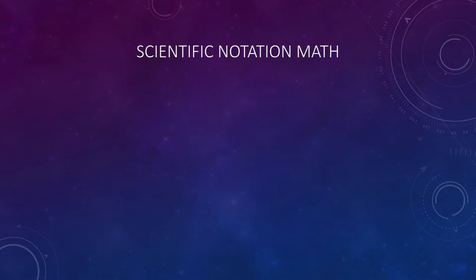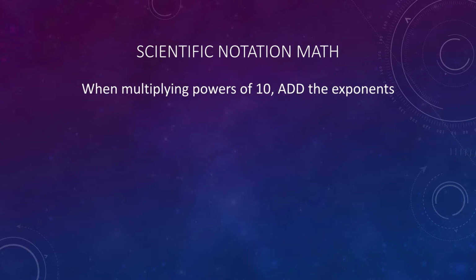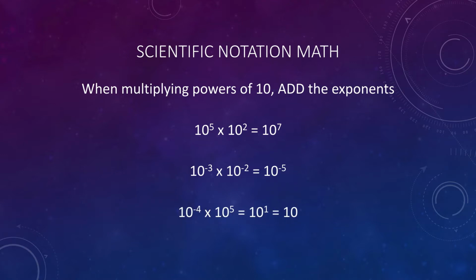Scientific notation math: multiplying, dividing, and exponentiation. When multiplying powers of 10, add the exponents. 10 to the fifth times 10 to the second equals 10 to the seventh. 10 to the minus third times 10 to the minus second equals 10 to the minus fifth. 10 to the minus fourth times 10 to the fifth equals 10 to the 1, which equals 10.